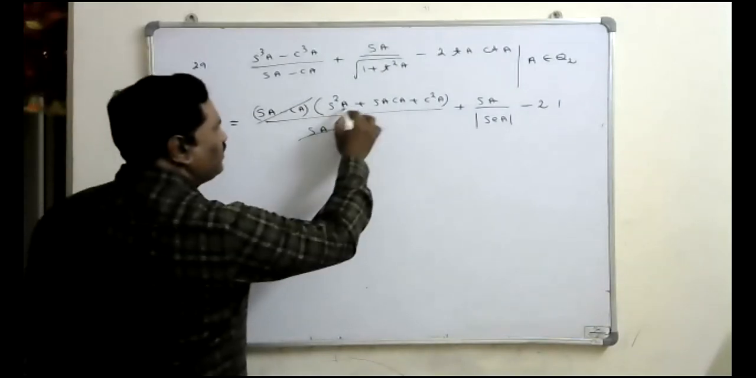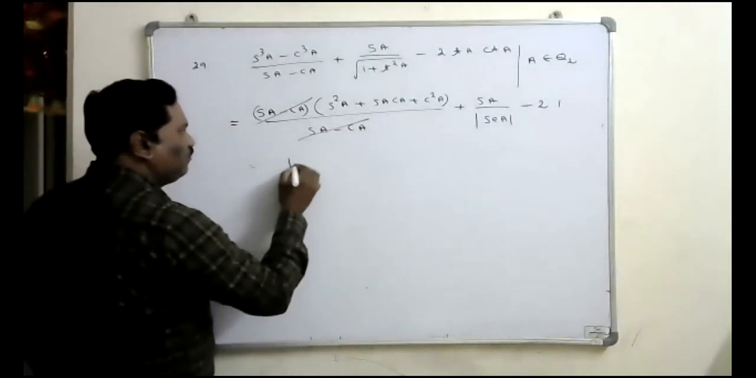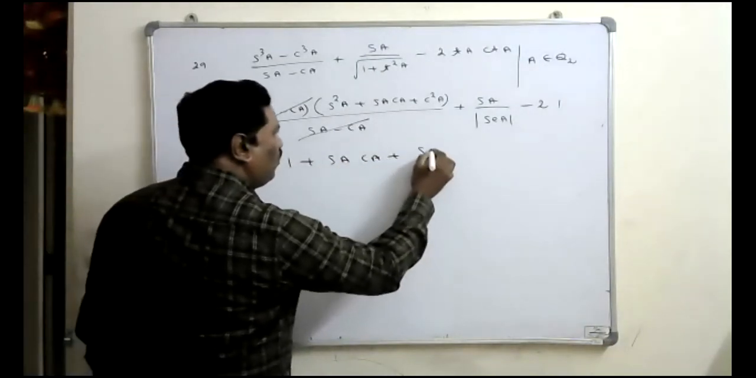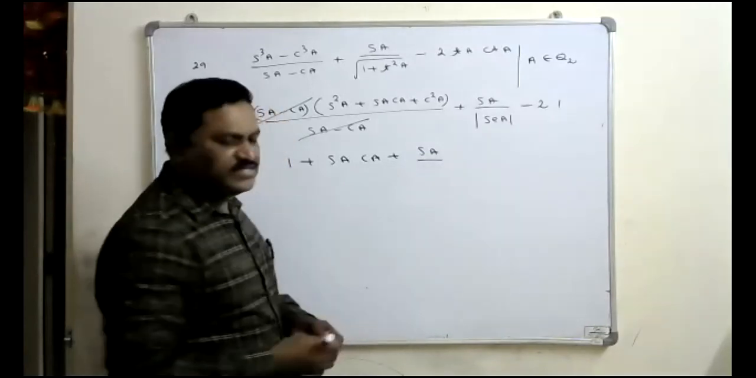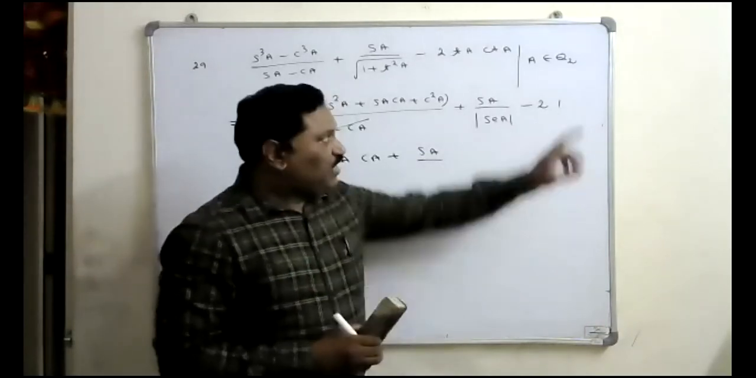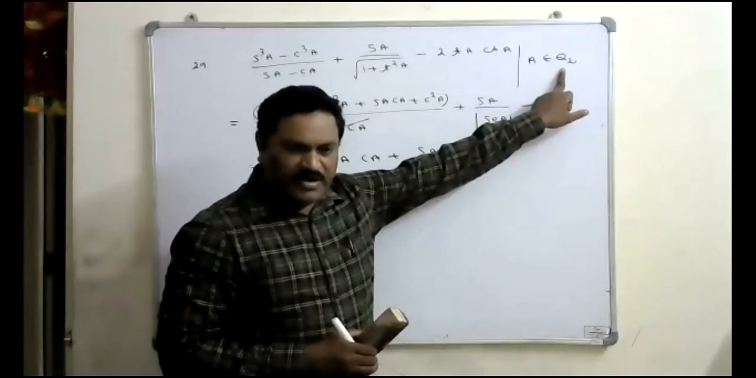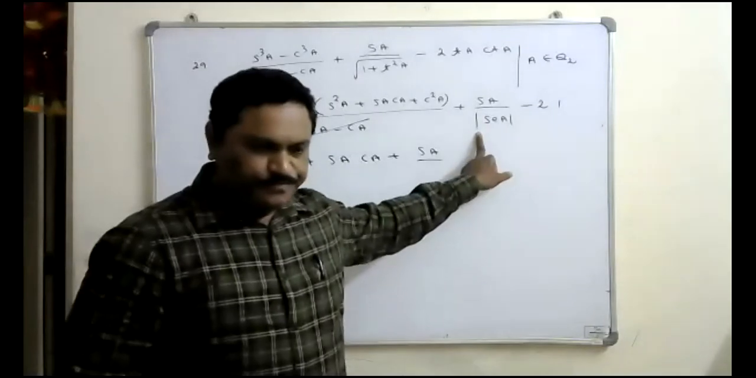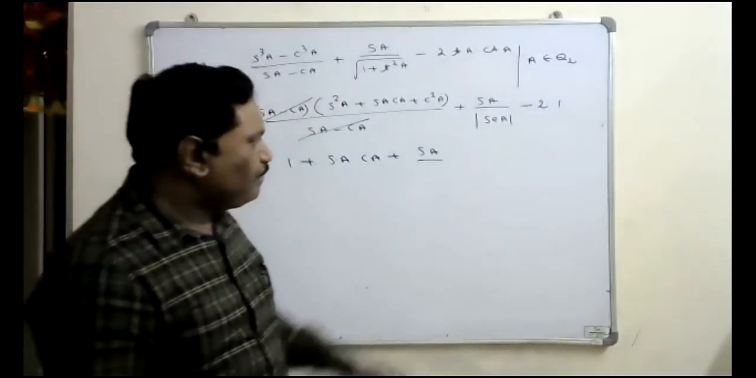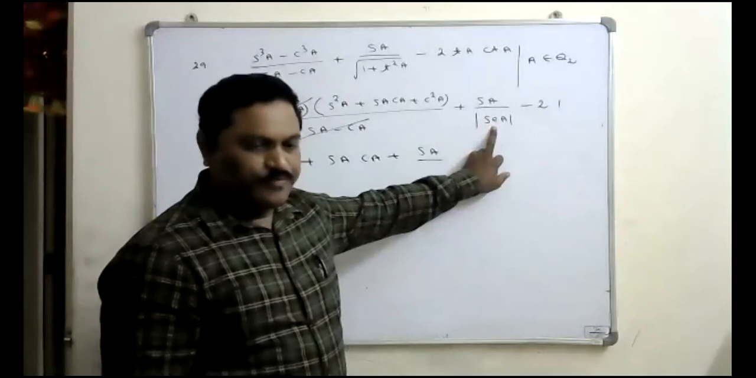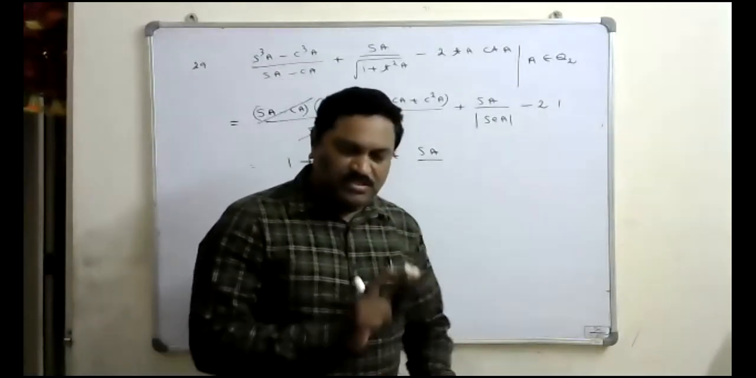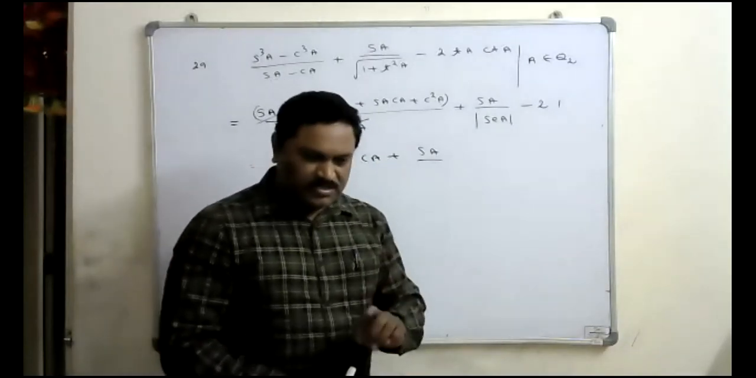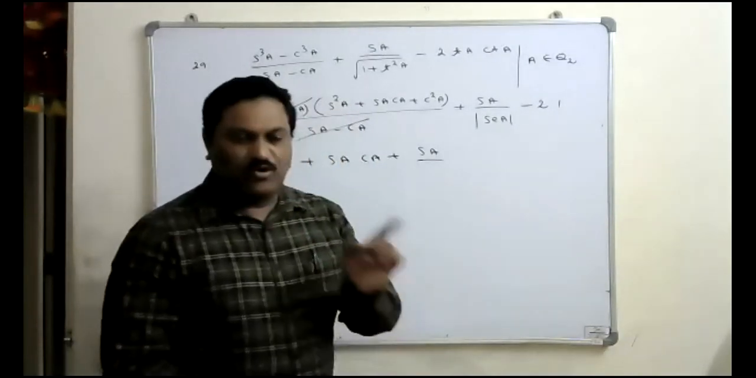Now, sin square A plus cos square A, which is 1, plus sin A into cos A, plus sin A upon mod secant A. But A is an angle of the second quadrant. In the second quadrant, is secant A positive or negative? Negative. We know the definition of mod x, which I also gave in the last class. When x is positive, mod x is equal to x. When x is negative, mod x is equal to minus x.